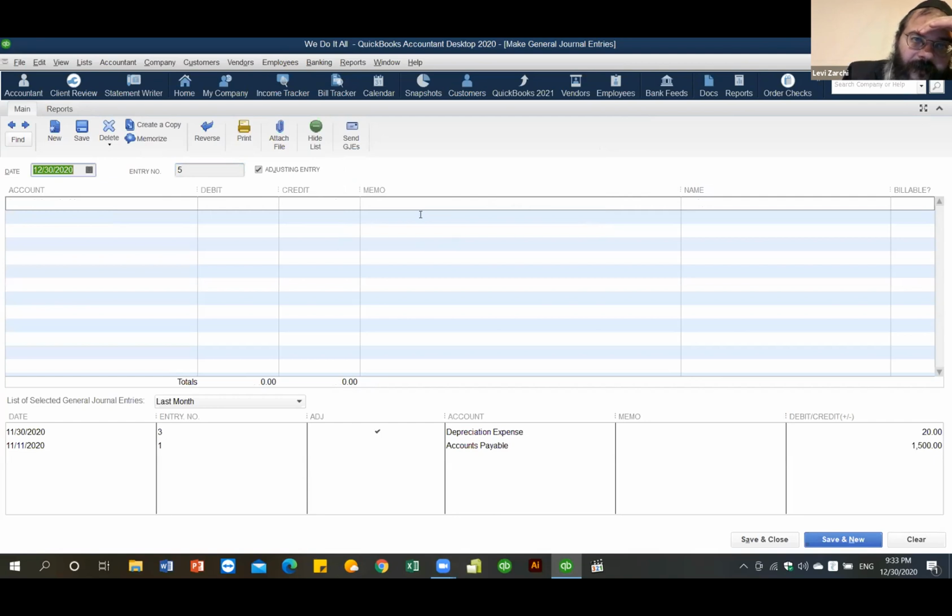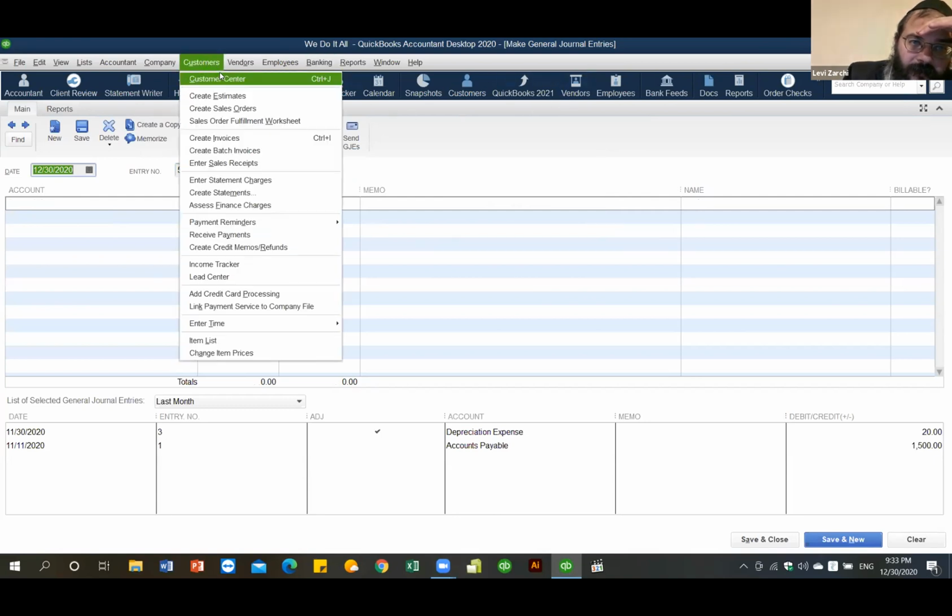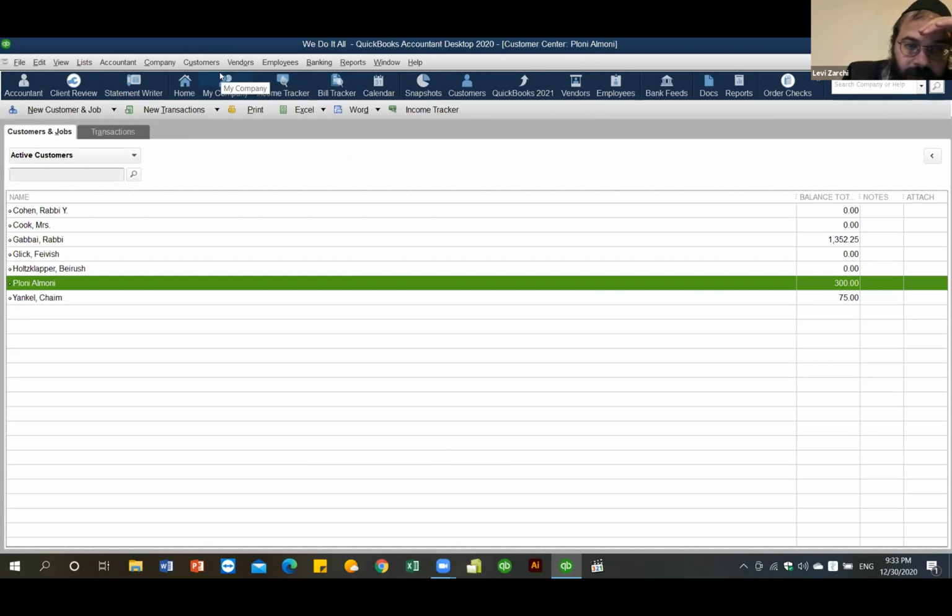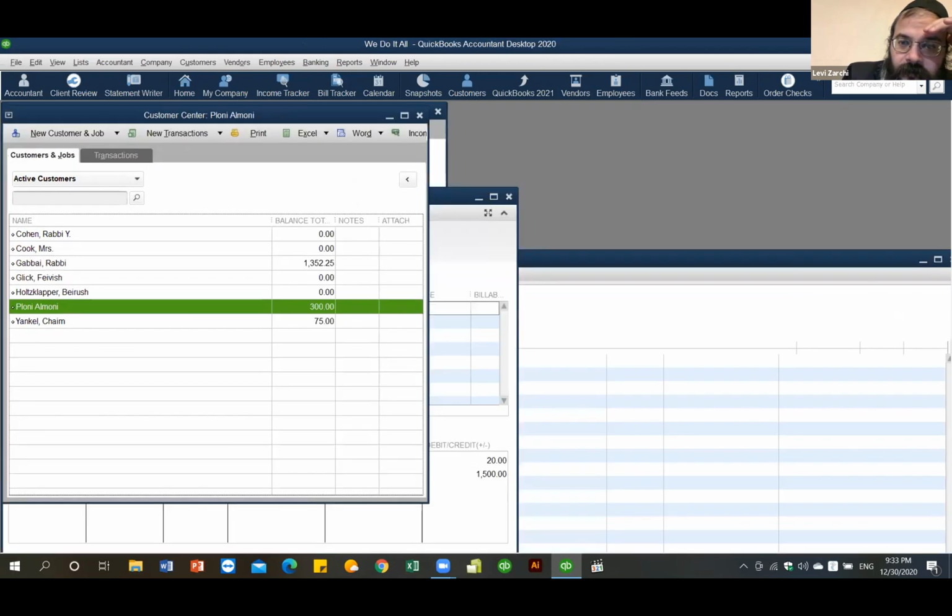Go up first to customer center, and then see where you have your customers. Oh, so you have a very wide screen. That's why you never see anything over here. You have to pull over from your right. You have an arrow button. Your screen doesn't look the same as mine. No, you have to drag the right.